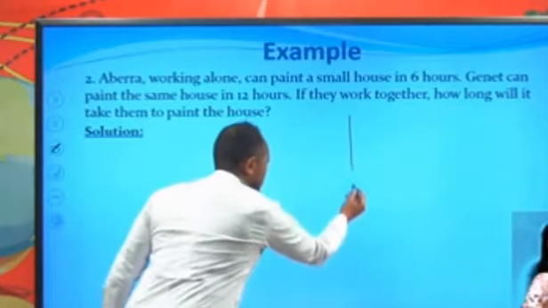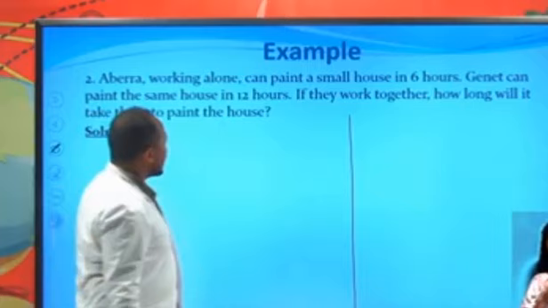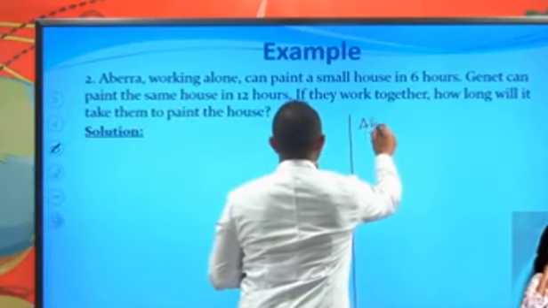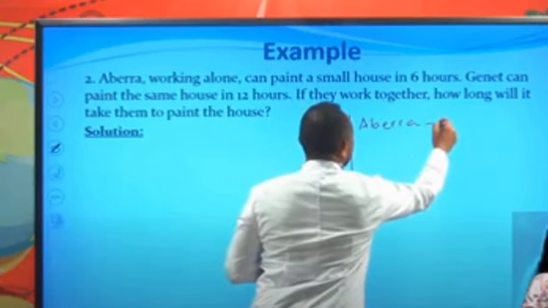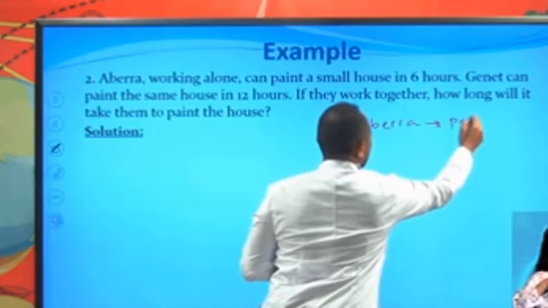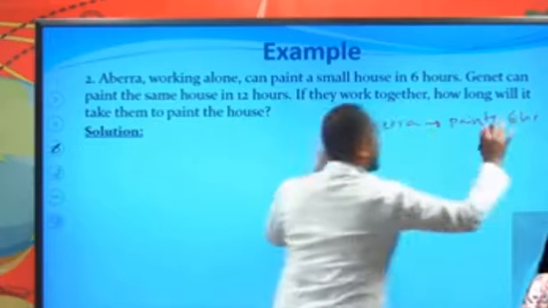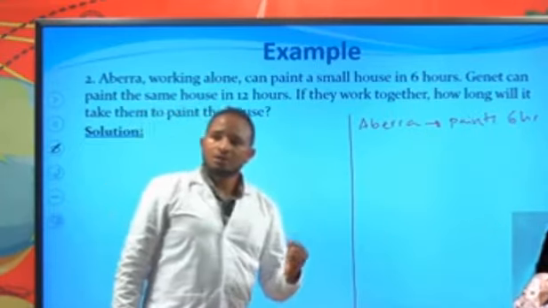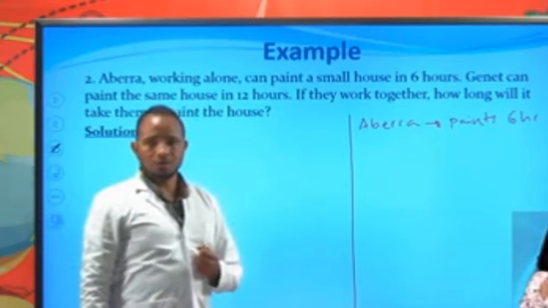So, in 6 hours, what fraction of the job can Gannet complete? She completes half of the job, or 6 over 12 of the job. In 3 hours, she completes 3 over 12 of the job. So in x hours, she completes x over 12 of the work.